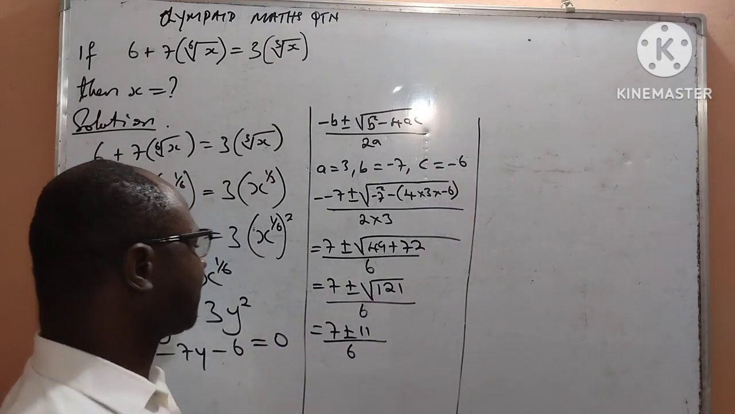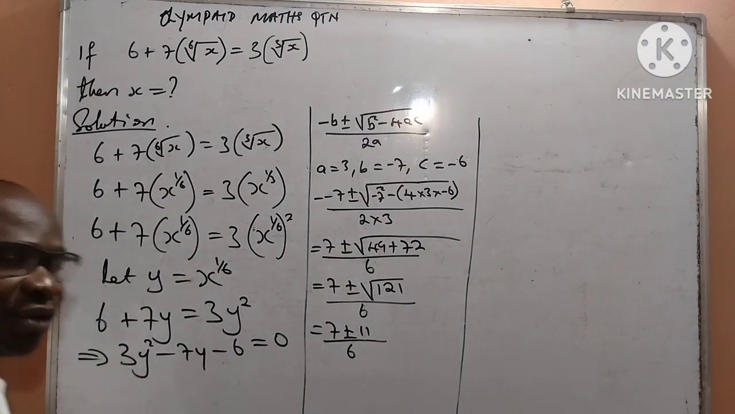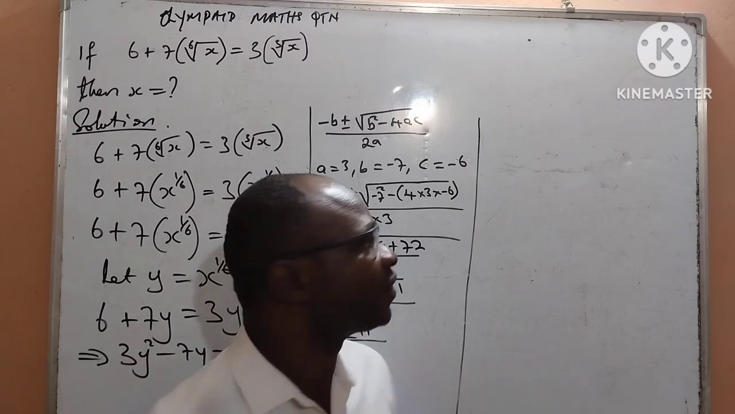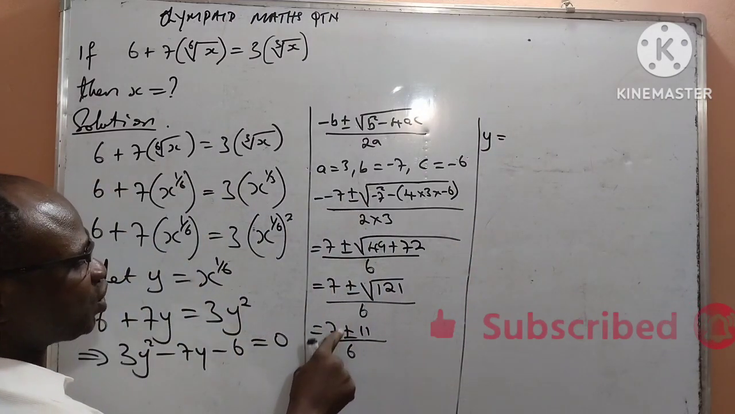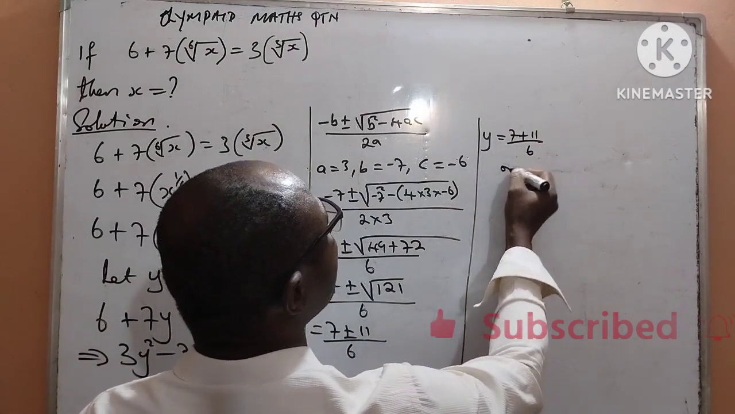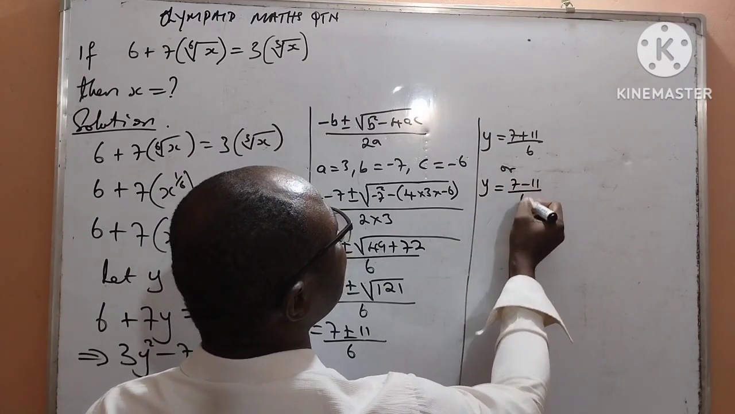We keep moving forward. Here, remember, I am looking for the value of y because the quadratic equation is in terms of y. Therefore, taking the first value, when I have plus or minus, it will now be 7 plus 11 all over 6, or the second value will be 7 minus 11 all over 6.